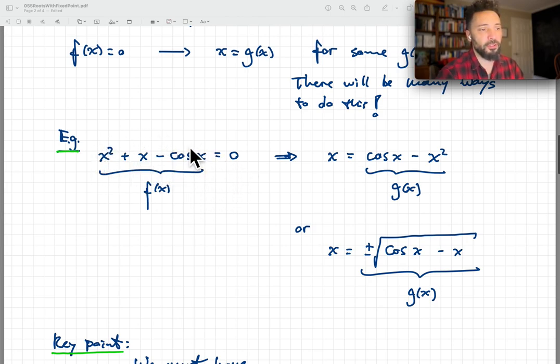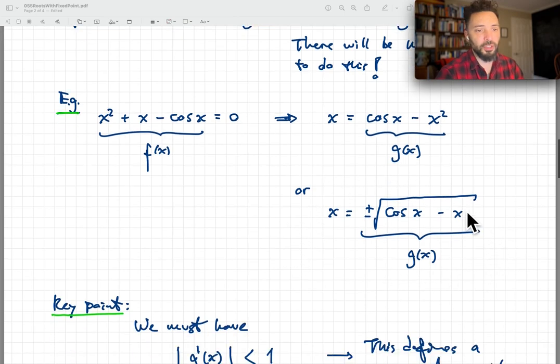So this is our f of x. It is right now in the form f of x equal to 0, but we want to write it as x equals g of x. One thing we can do is put the cosine on the other side of the equation and the x squared on the other side. We're free to do that. Then our problem has been rewritten as x equals g of x, where this is our g of x. But we could have chosen to put all this on the other side of the equation and then take the square root and define g of x as plus or minus the square root of cosine of x minus x.